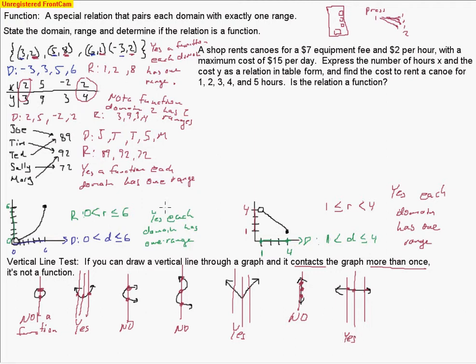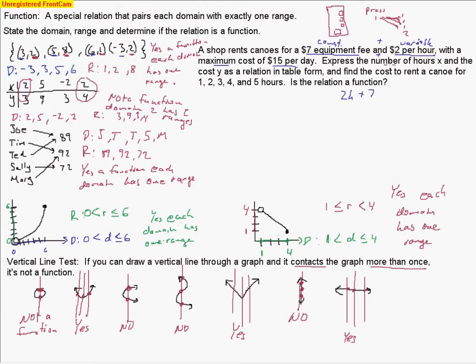Well, let's go back up to this word problem here. It talks about a shop that rents canoes for a $7 equipment fee. So this is like a constant amount that you're always going to pay. And then $2 per hour. So and means plus. So plus $2 an hour. That's our variable amount. And so if I was to write an equation for that, it would be 2h plus 7. And it says with a maximum cost of $15 per day. So you can't go anything over that. If you go over 15, it's just going to be 15.